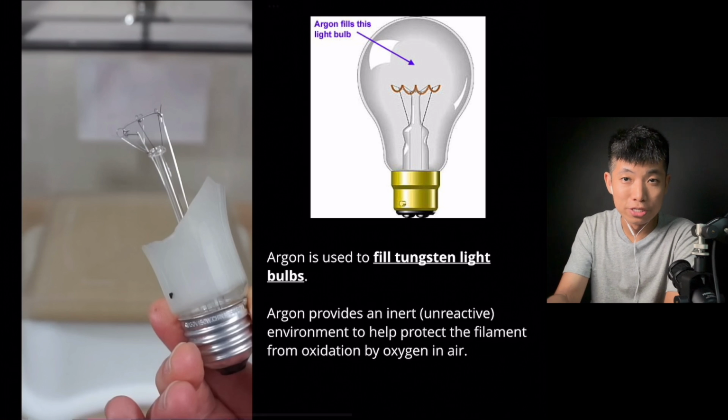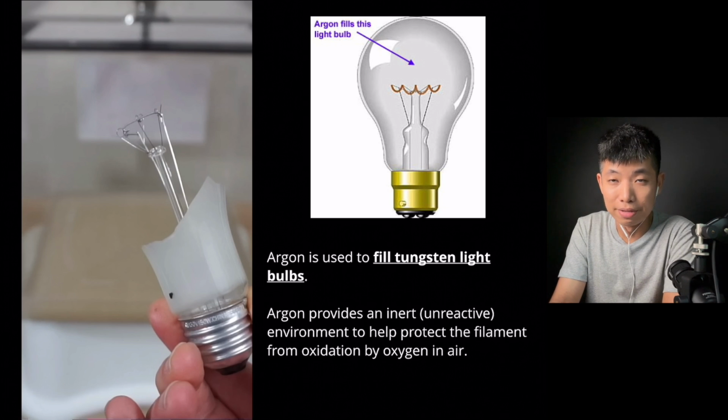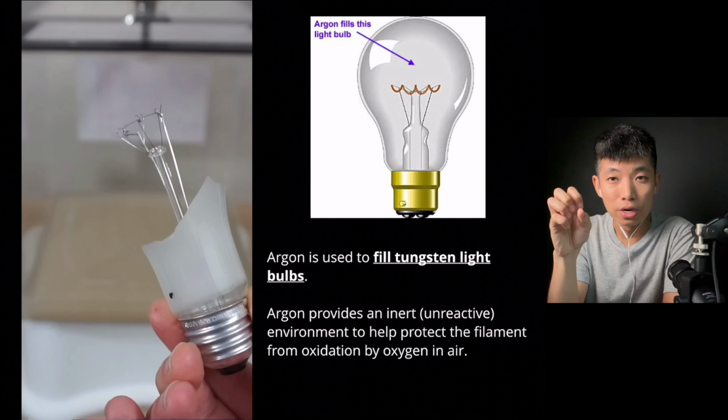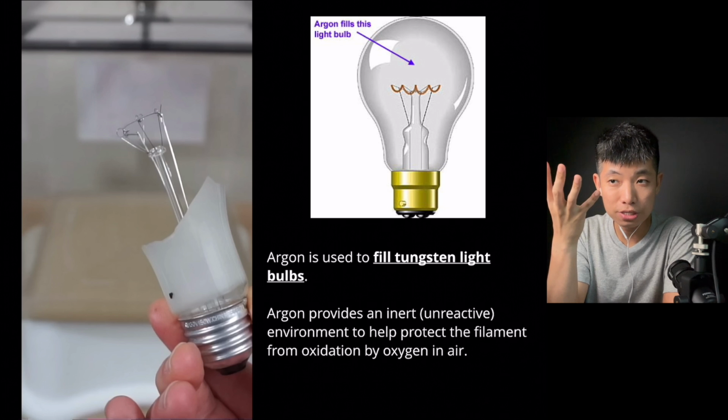Alright, so neon is used to make advertisement lights. What about argon? Argon has two uses. The first is to fill electric light bulbs. Light bulbs work when you pass electricity through a tungsten filament, and because of that, it glows, and the glow is what lights up the room.